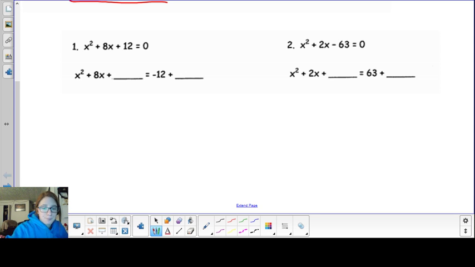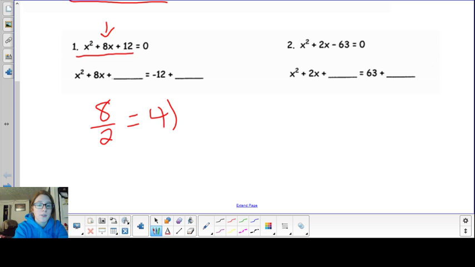Next step is I'm going to take the middle term. So if I look at the original, my middle term is my 8. I'm going to take that 8, divide it by 2, which gives me 4. And then I'm going to take 4 and square it. So 4 times 4 is 16. And that 16, whatever we get here when we get done, is going to go in these empty spots. So plus 16 and plus 16.